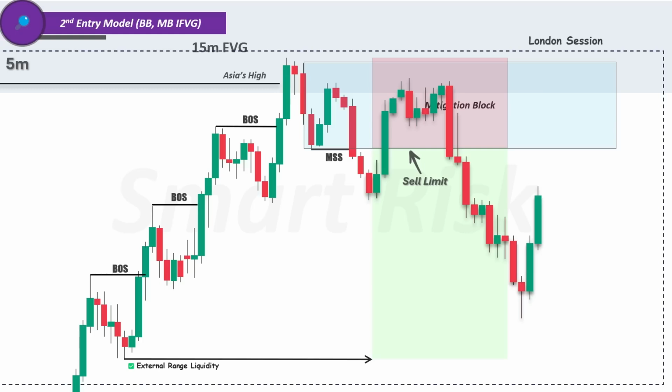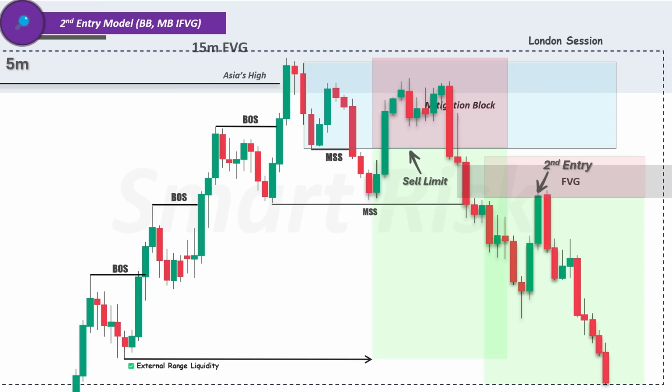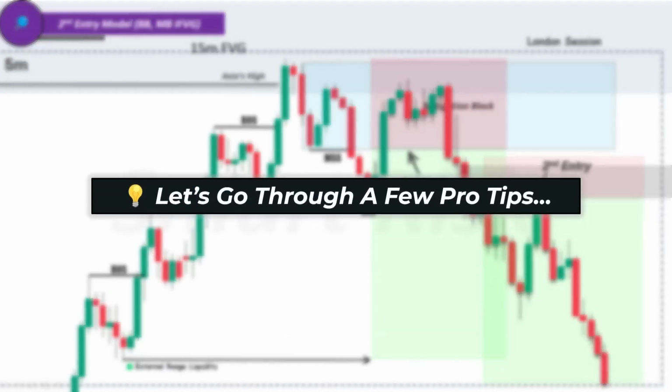If the first trade is already running in profit, we can always add another position as a continuation setup if price forms a new bearish fair value gap during the next pullback. In that case, the next unmitigated bearish fair value gap becomes our second entry zone. Now, before going any further, let's go through a few pro tips.